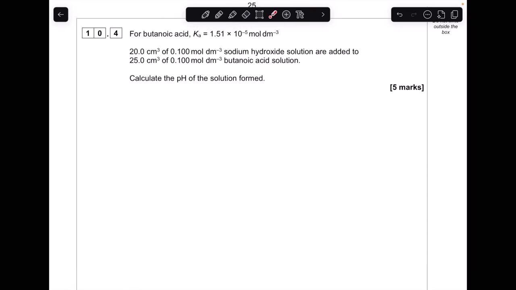Moving on to part 4, so we've got some information about butanoic acid. We've got its Ka value, and we've got volume and concentration information for sodium hydroxide and butanoic acid. So we've got an alkali and a weak acid here, so they're obviously going to react with each other via a neutralization reaction. So we're going to need the equation for that.